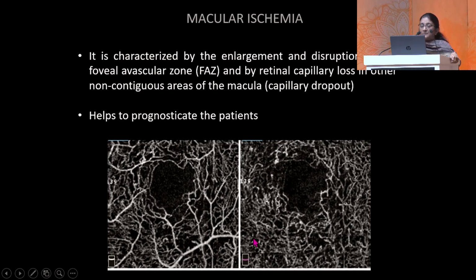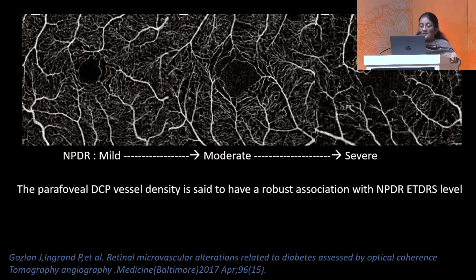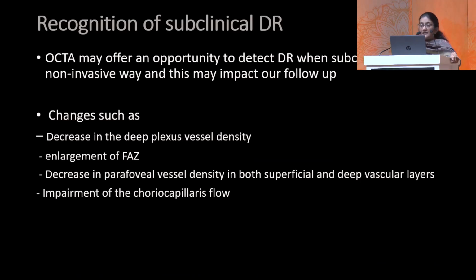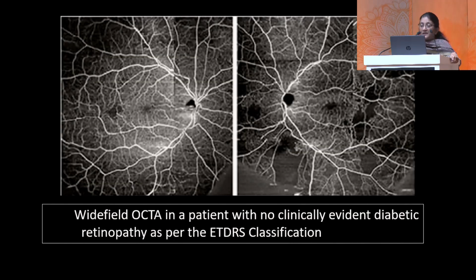Macular ischemia can be picked up by the enlargement of the FAZ, and this can help you grade the kind of DR that you are dealing with. The importance of OCTA is also in the recognition of subclinical DR, which has not been possible with any other imaging modality. Changes such as a decrease in the deep plexus vessel density, enlargement of the FAZ, decrease in the parafoveal vessel density in both superficial and deep vascular layers, and impairment of the choriocapillaris can detect a subclinical DR even before our eyes can pick up the changes of DR on clinical examination.